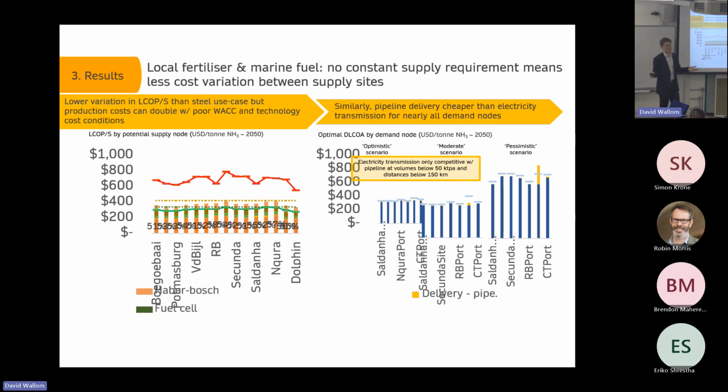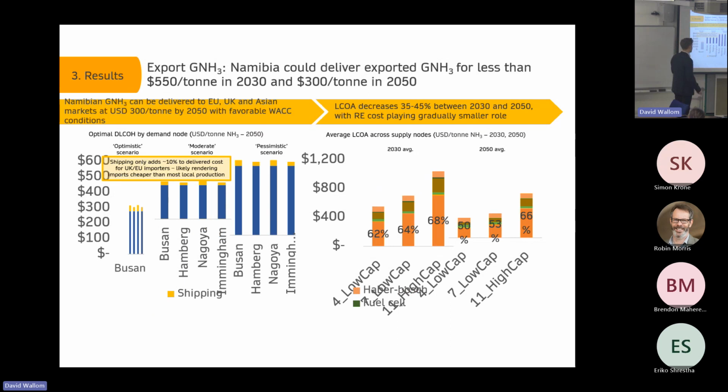But you only really see volumes that small pre-2030. So longer term, you pretty much always go with pipelines over long-distance electricity transmission. Okay, so this is for export. I think the key message here is really that you can get really cheap supply from Namibia in particular. It's world-class in terms of the cost of delivered green ammonia to export markets.